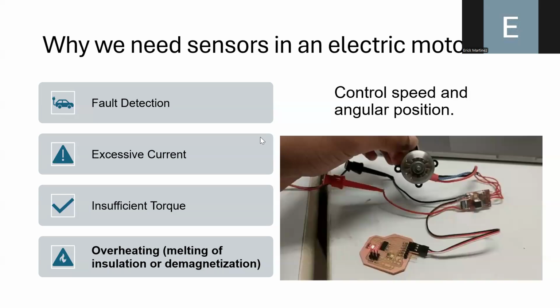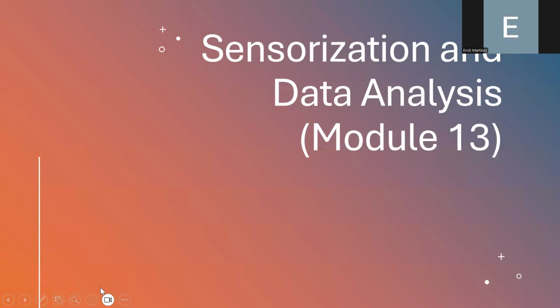Okay, so hello everyone. In this video, I wanted to make an introduction to what sensorization and data analysis is. In particular, I want to first discuss some of the sensors that we can use to monitor the state of an electrical machine like an electric motor. And then I want to discuss the process, or the preprocessing steps, that you need to perform on the data collected from a sensor in order to send that data into a computer.